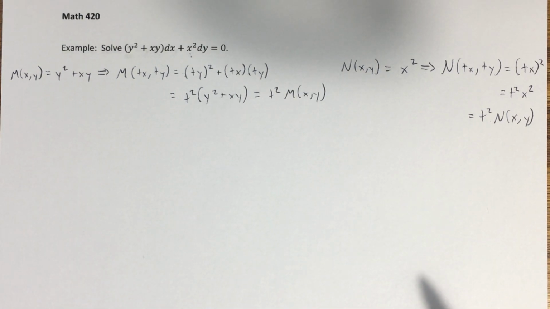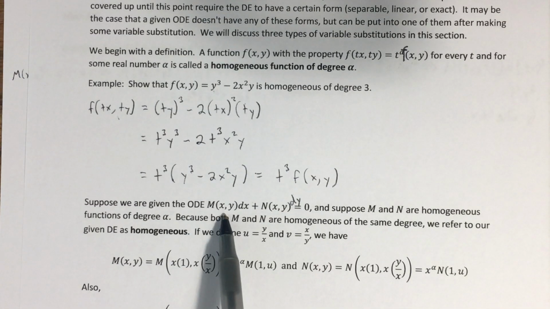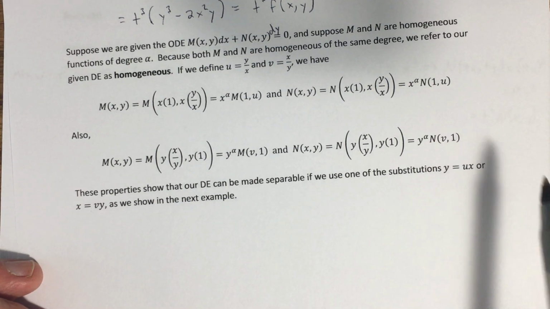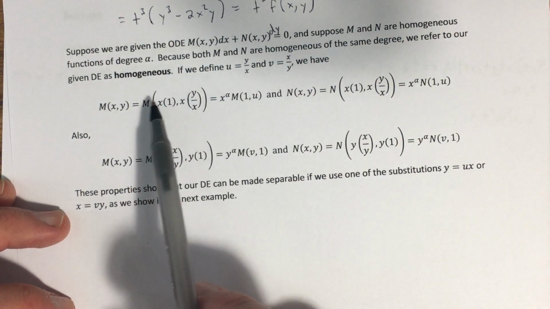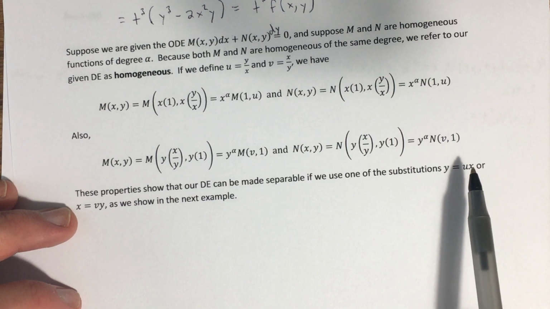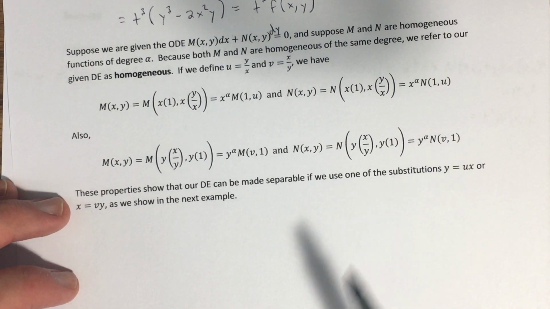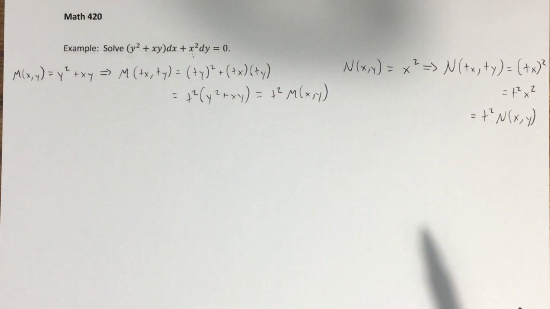So what I'm going to do is define a variable substitution. And again, on this page here, we said that if we have a DE in differential form, where both of these are homogeneous functions, then either of these variable substitutions will do what we want. Now, technically, regardless of what these functions are, either variable substitution will do the job. But depending on which one you use, it may give you more difficult functions to deal with. So I'm going to try the first one here, and if it leads me down a path that's not helping, I'll try the other variable substitution.